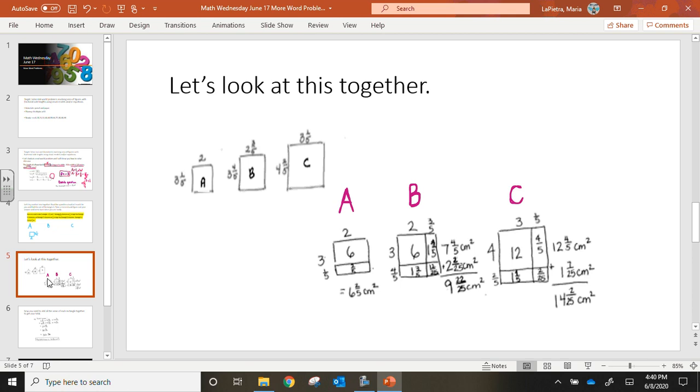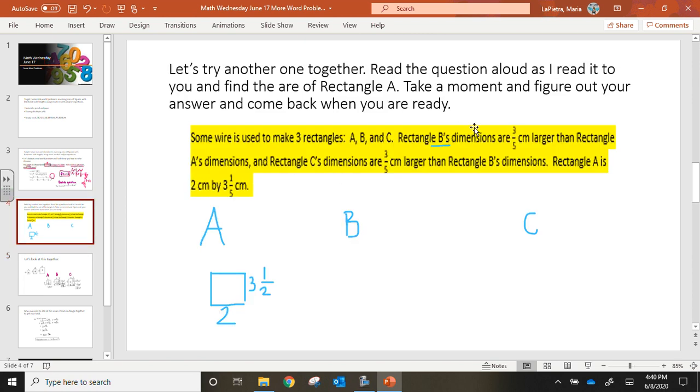Okay, now let's look at this together. 2 times 3 1/5, that's what we came up with for the first one. The next one they said is, let's go back to this. B is 3/5 larger than dimension A's dimensions. So this B has to be 3/5 larger than this.